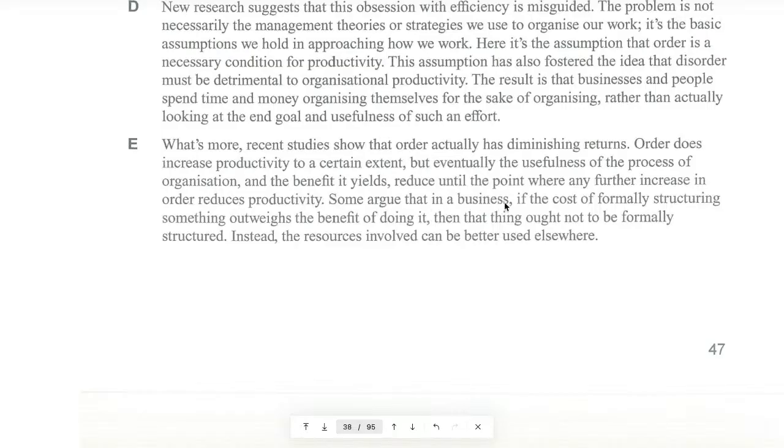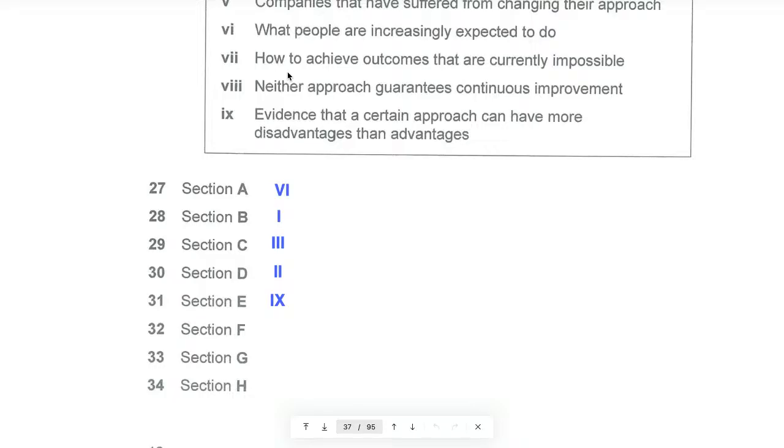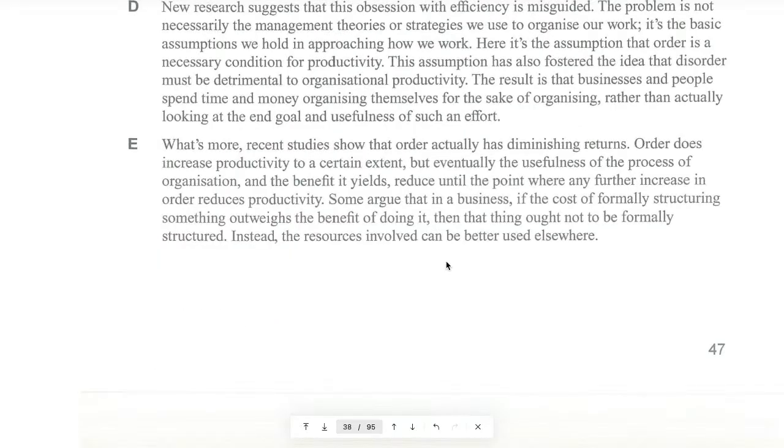Some argue that in a business, if the cost of formally structuring something outweighs the benefit of doing it, then that thing ought not to be formally structured. Instead, the resources involved can be better used elsewhere. Now, give me the kind of evidence they mentioned here. What's that? And what kind of approach are they talking about here? What is the approach that they're talking about here?